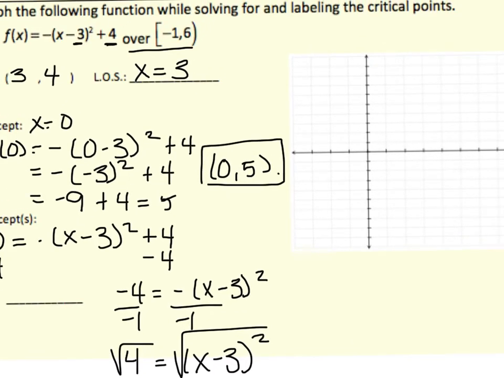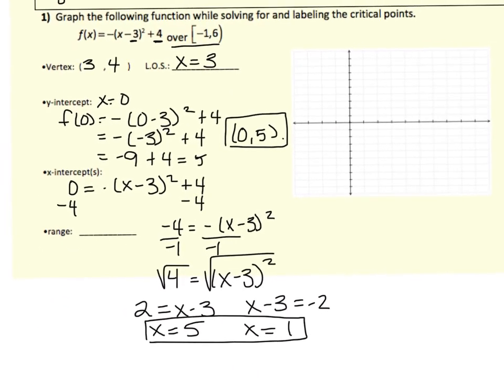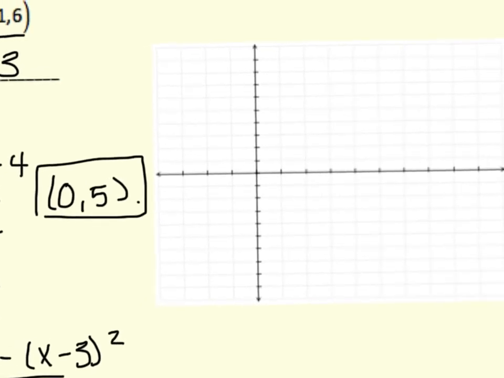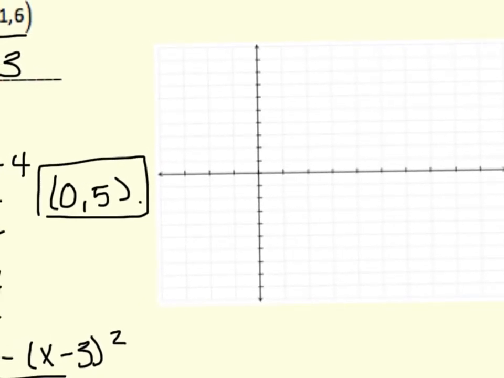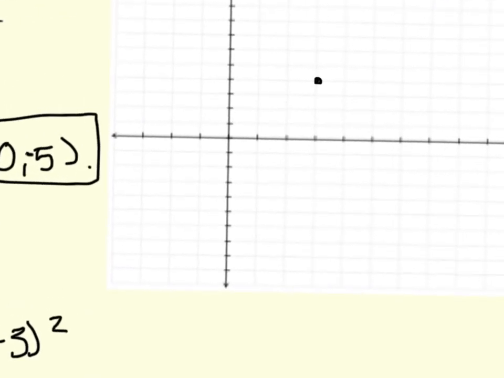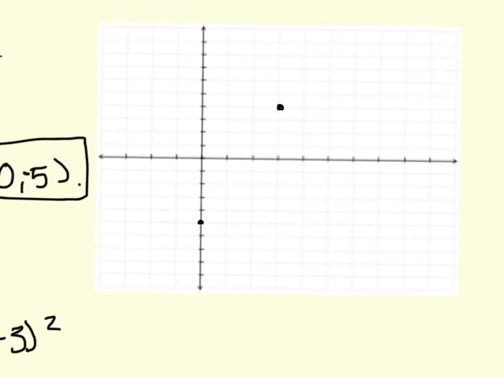So let's go ahead and plot these points, these critical points. Let's see, vertex is at (3, 4). And then we've got a y-intercept of (0, negative 5). And then we've got the x-intercepts at 5 and 1.